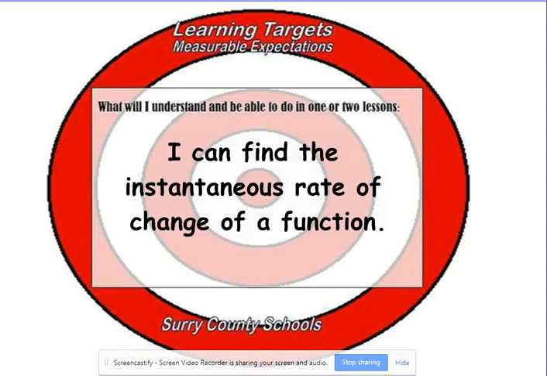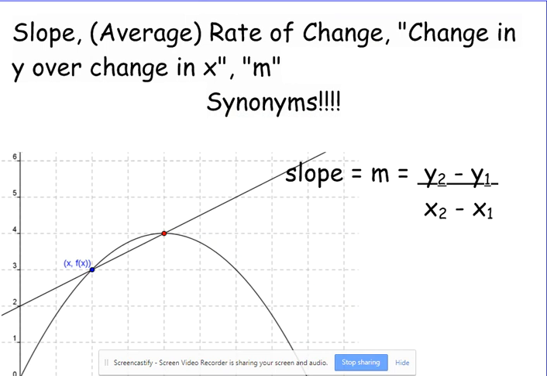So we're going to take that idea and begin the idea of being able to find the instantaneous rate of change of a function. So we're going to start with a little illustration here.